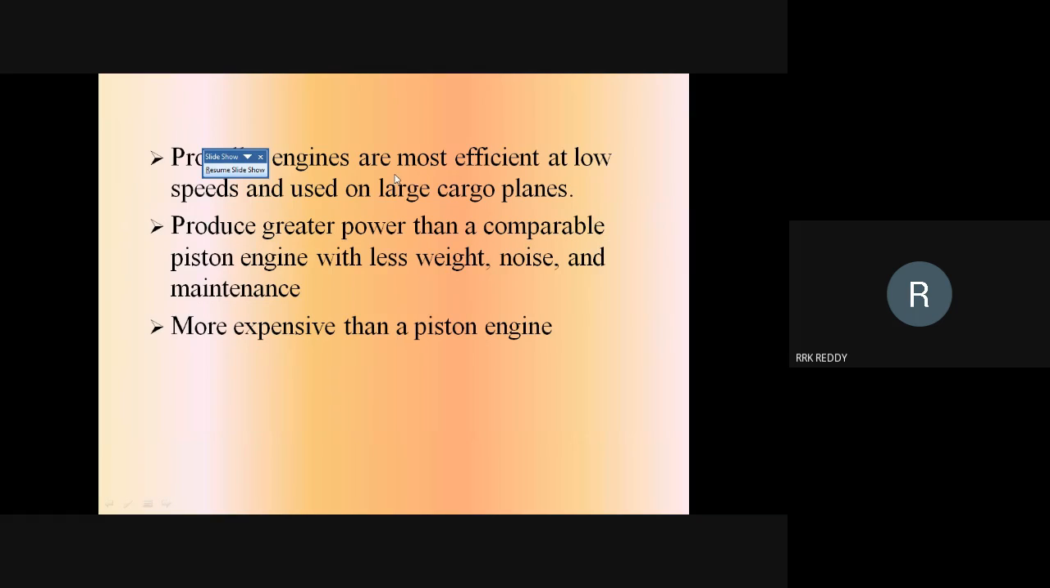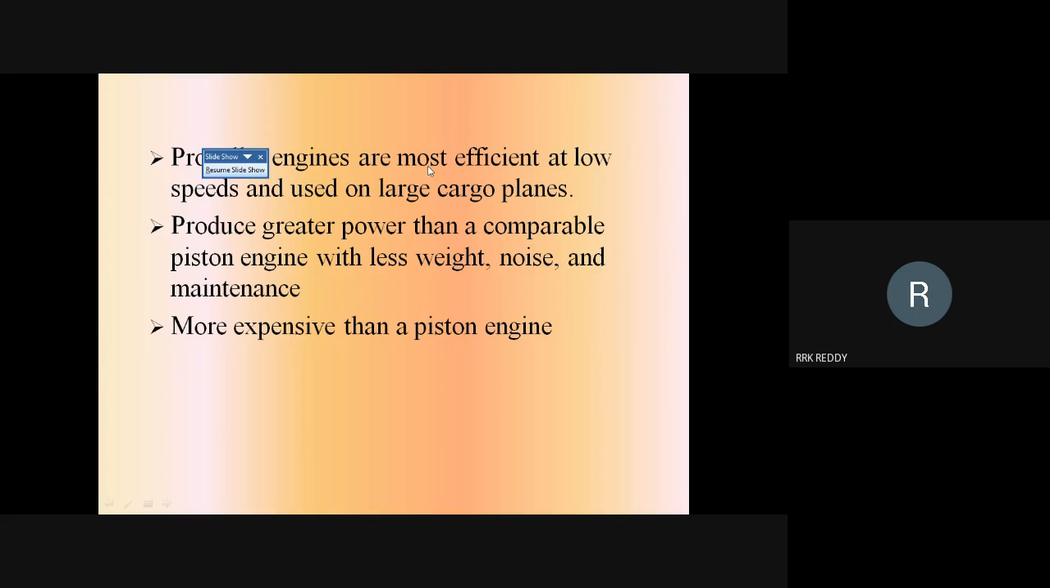Propeller engines are most efficient at low speeds and used on large cargo planes. Here we are not discussing the performance. To see the difference in performance of different engines, we would need to explain it with cycle diagrams and equations. That is not possible, and this is not the appropriate place, so I'm not taking the performance analysis here. I'm just giving the output data.